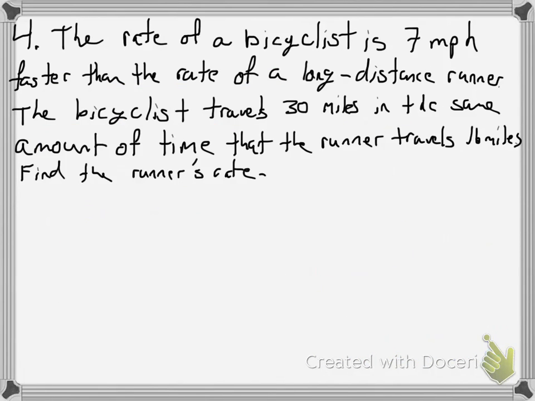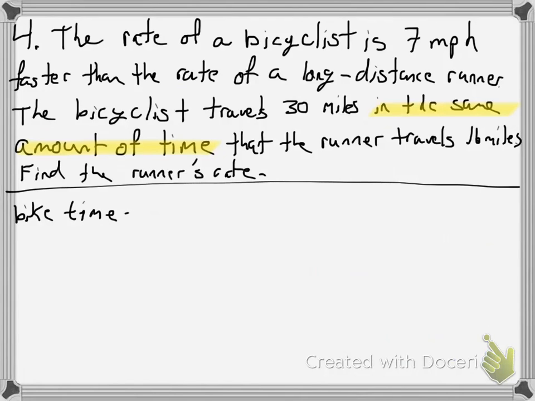In problem 4, it's a similar story, and the setup's going to be fairly similar. It says the rate of the bicyclist is 7 miles per hour faster than the rate of the long distance runner. The bicyclist travels 30 miles in the same amount of time that the runner travels 16 miles. Find the runner's rate or speed. So again, in this problem they say that the time is the same. So the bike time will be equal to the run time.